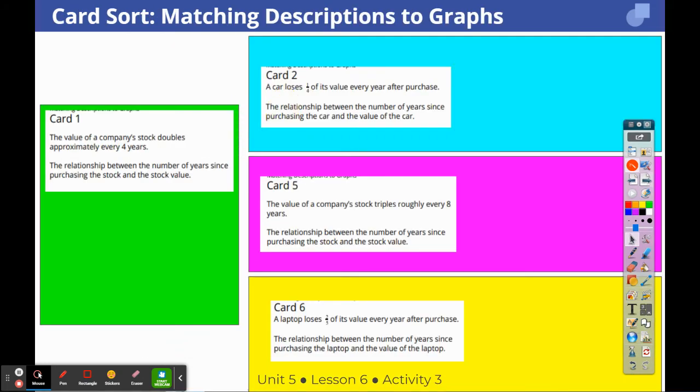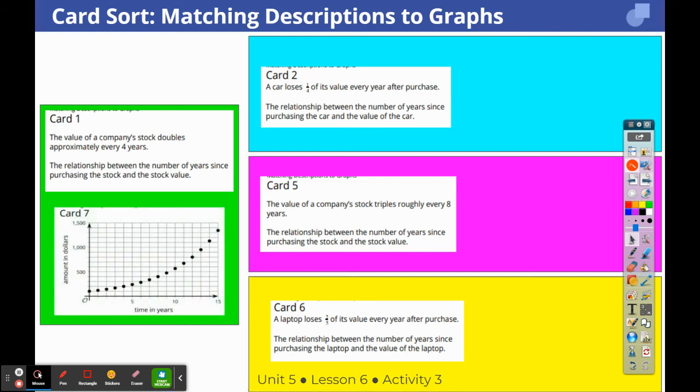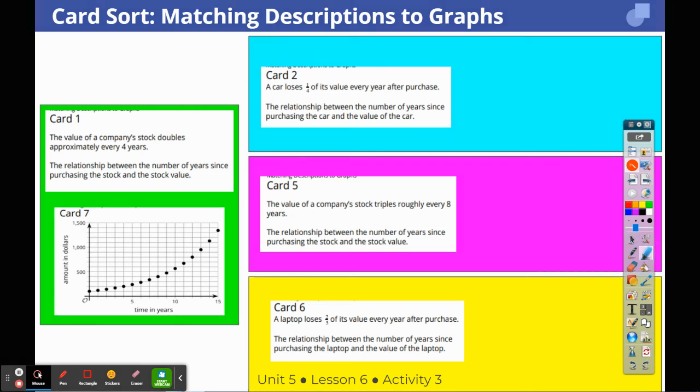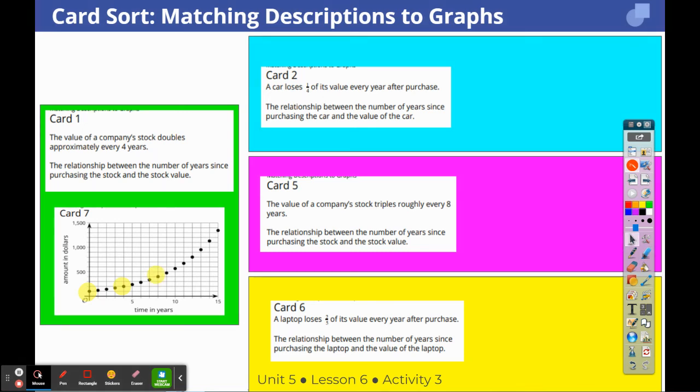All right. So here we have some cards, and this question is going to be on your practice problem. The value of company stock doubles approximately every 4 years, and we're going to match that to card 7. You can see if you look at year 0, it's at 100. And then if you go up to 4 years, it has doubled and it's now at 200. If you look at 8 years, you can see that it's doubled again and it's now at 400. And that trend would continue.